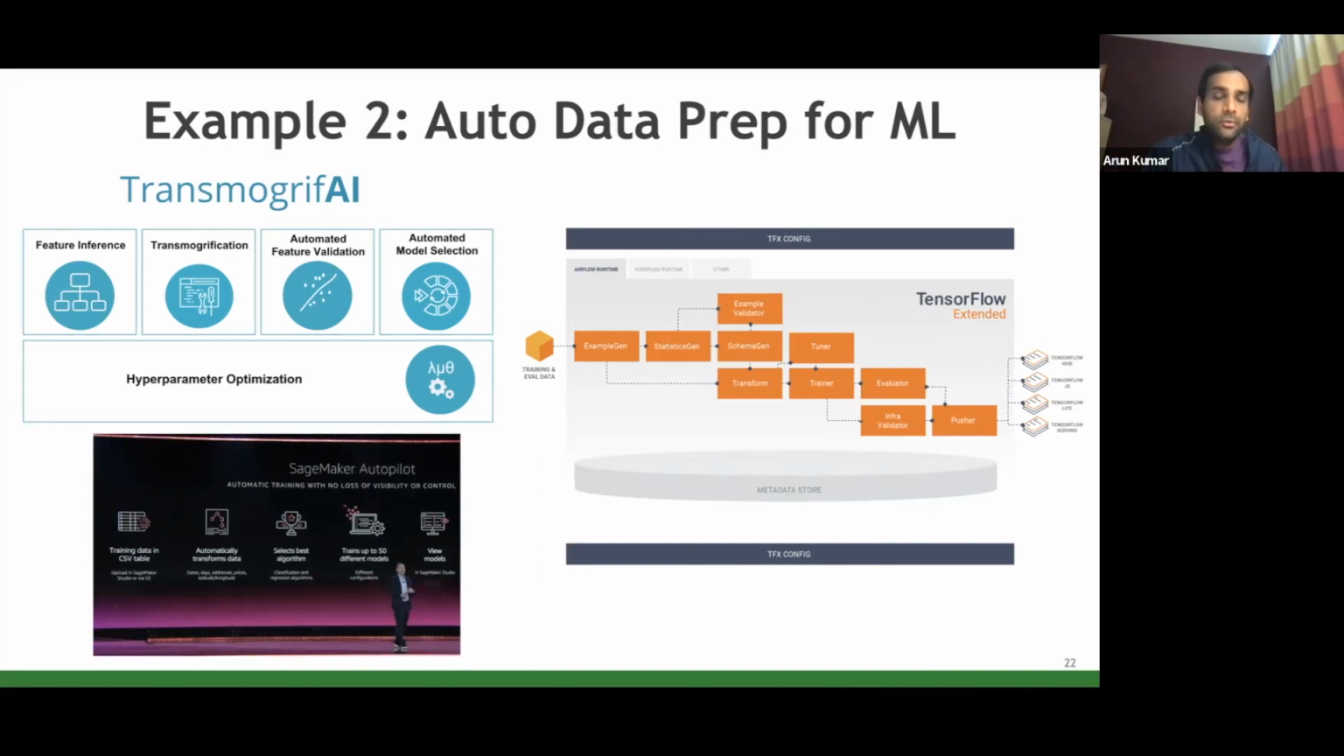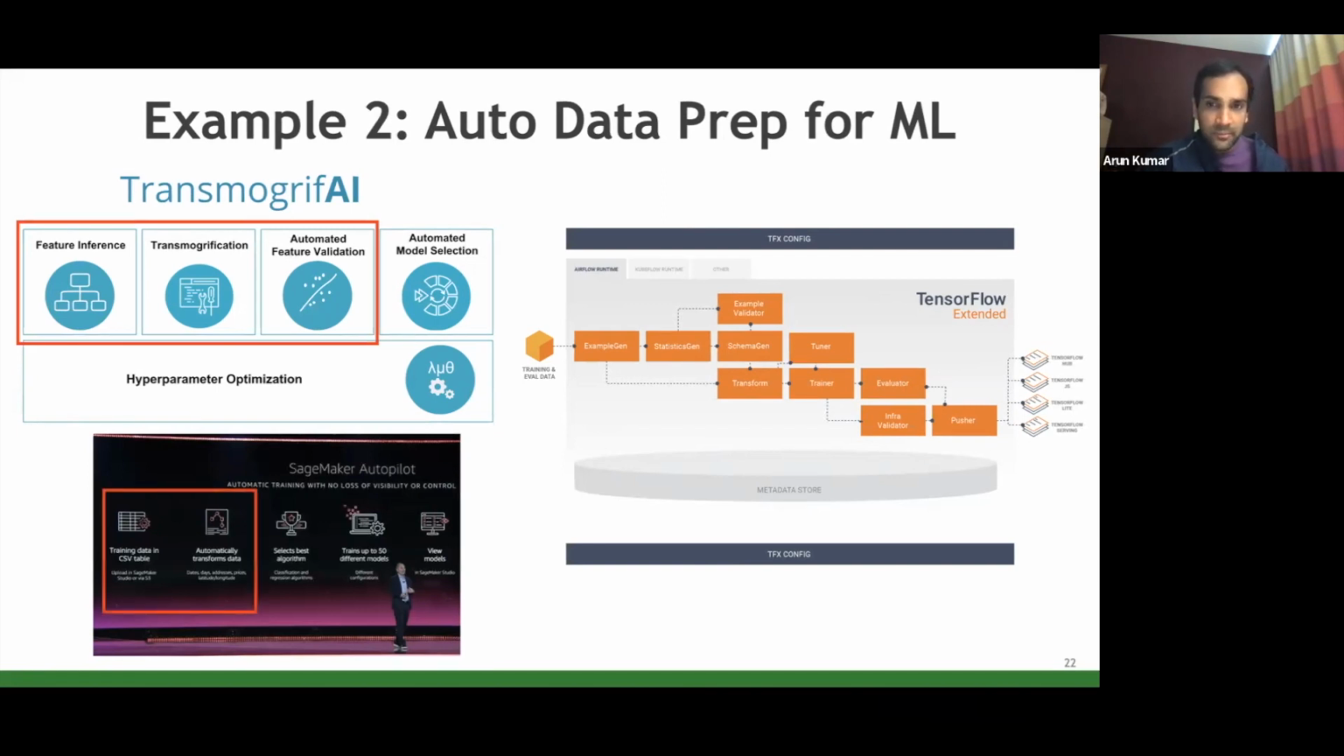But in the last few years, they started claiming they automate data preparation as well. And this is a chart from Salesforce Einstein's Transmogrify, which is a tool they open sourced. They call transmogrification data preparation. Autopilot also claims it automatically transforms data. And then TFX, we collaborated with the TFX team at Google also. They have Auto TFX where they also want to do transformations automatically. So they claim they have automated data prep. You just give a tabular data file, it'll build a model end-to-end for you.